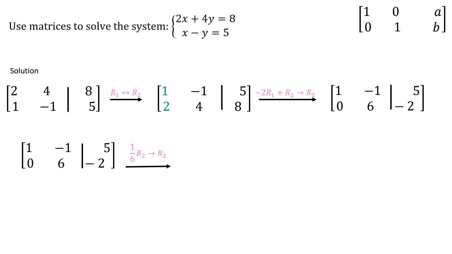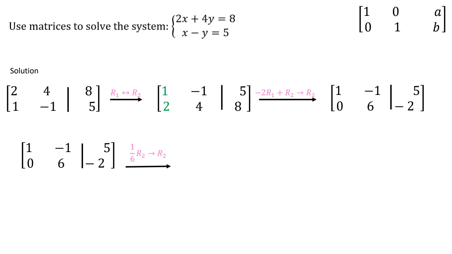Now, another thing that I want to mention to you is, do you see that I wrote the syntax here? 1/6 row 2 is going to give my row 2. I'm changing the appearance of my row 2, but I am not doing anything to my row 1.